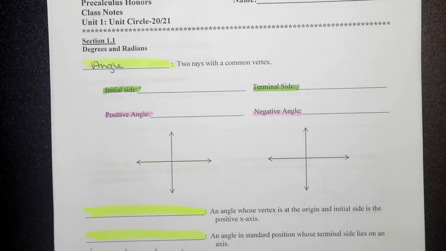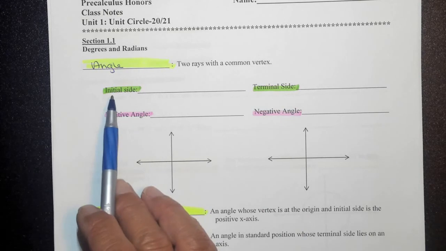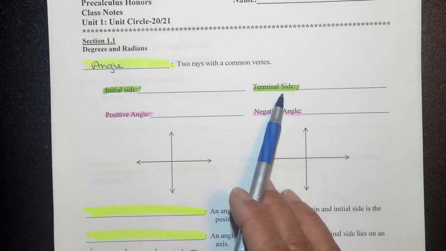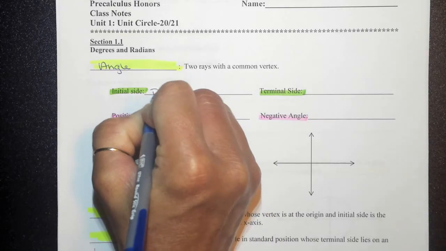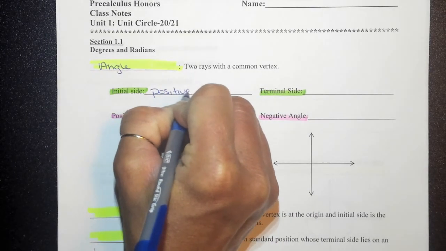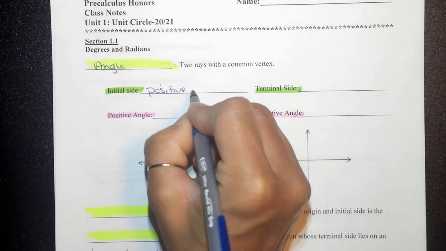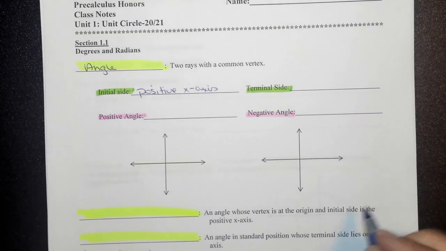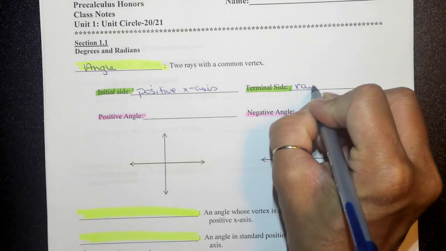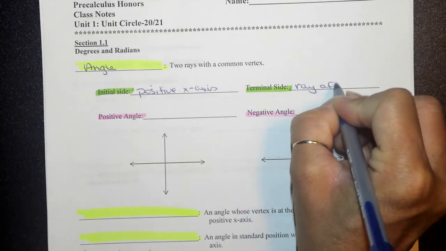sets of axes, would consist of the initial and the terminal side. The initial side is the positive x-axis, which you must indicate on your graph, and the terminal side is the ray after the rotation.